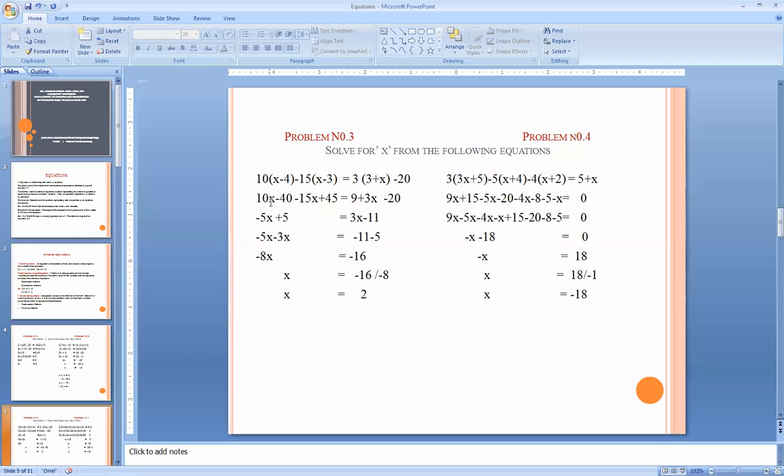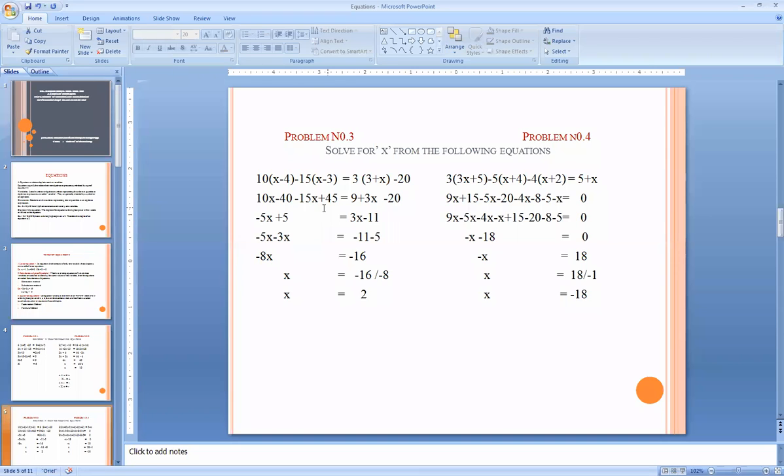10 into x will become 10x. Plus into minus is minus. 10 fours are 40. Now this block is over. One more bracket is there, to be opened; in front of the bracket, minus 15 is there. Now first we'll multiply signs, then the numbers. Minus into plus is minus. 15 into x is 15x. Minus into minus is plus. 15 into 3 is 45. Come towards the right hand side. Plus into plus is plus. 3 into 3 is 9. Plus into plus is plus. 3 into x is 3x. Then we are writing this minus 20 as it is.